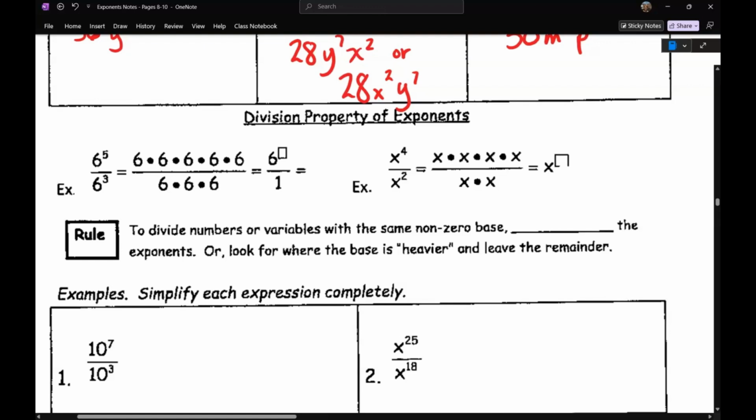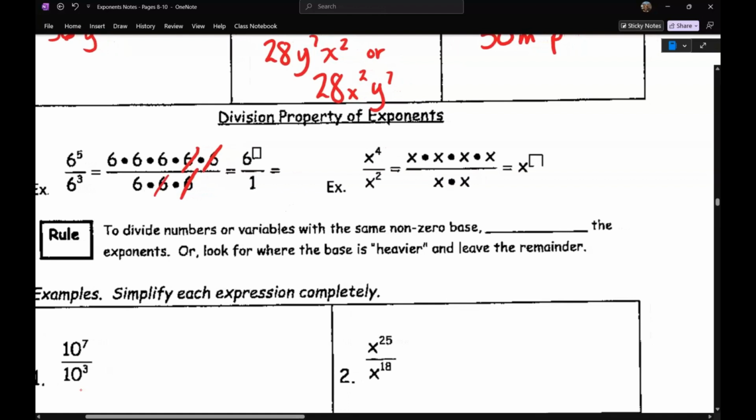So we looked at this a little bit yesterday. 6 to the 5th over 6 to the 3rd, they wrote that out in expanded form. So what happens when you multiply and then divide by the same number, they undo each other, they cancel each other out. So if I keep canceling out as many times as I can, I'm only left with 6 squared over 1. And we got that from 5 minus 3. So we would do 5 minus 3 and get 6 squared.